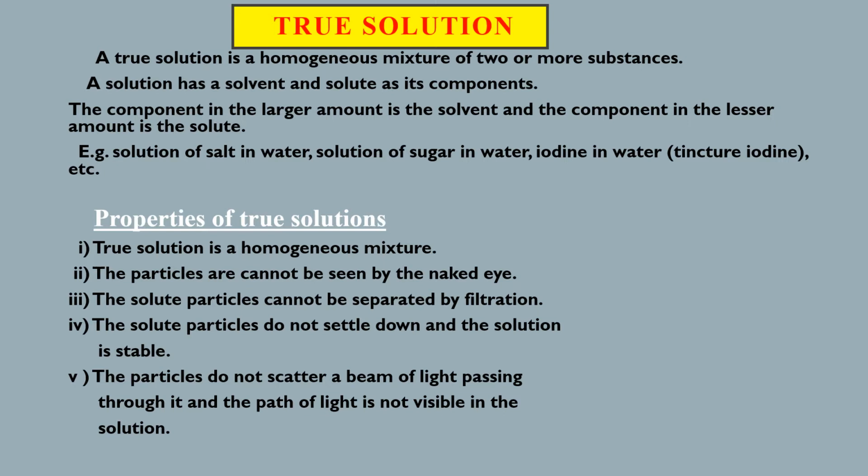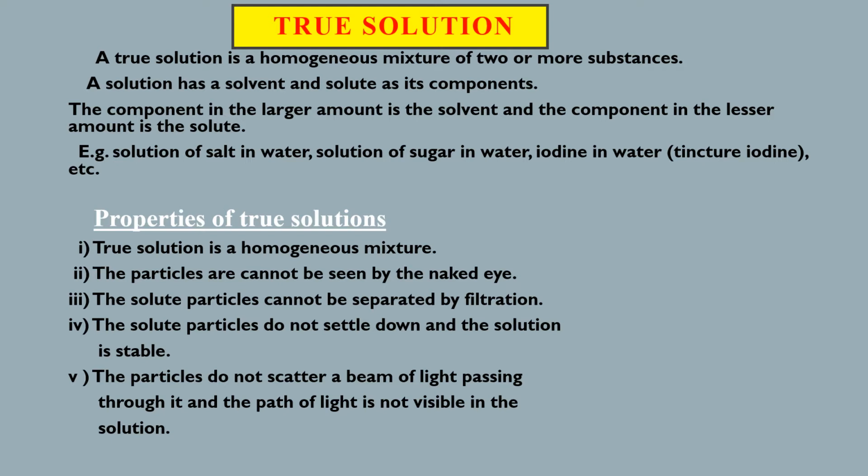A true solution is a homogeneous mixture of two or more substances. Solution has a solvent and solute as its components. The component that is larger in amount is the solvent, and the component that is lesser in amount is the solute. Solution of water and salt, solution of sugar in water, iodine and water are examples of true solution.